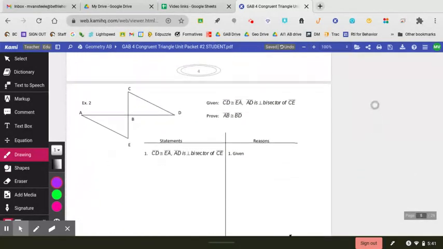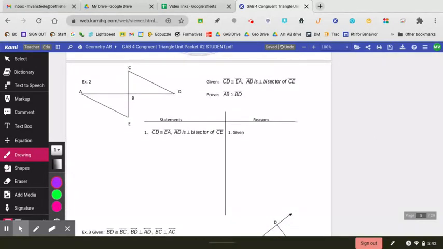So here's proof number 2. I want you to pause and try it. And then come back and we'll go over it. So, to go over this proof, the first thing is that those two sides are congruent. Then it says AD is the perpendicular bisector of CE. That tells me two important things. First of all, it says AD is perpendicular to CE, which means that's a right angle and that's a right angle.